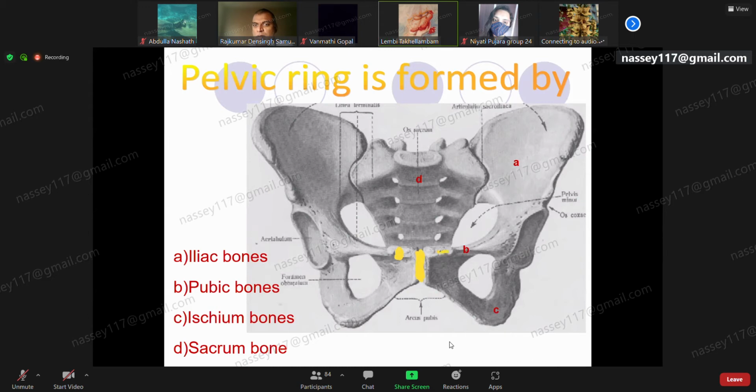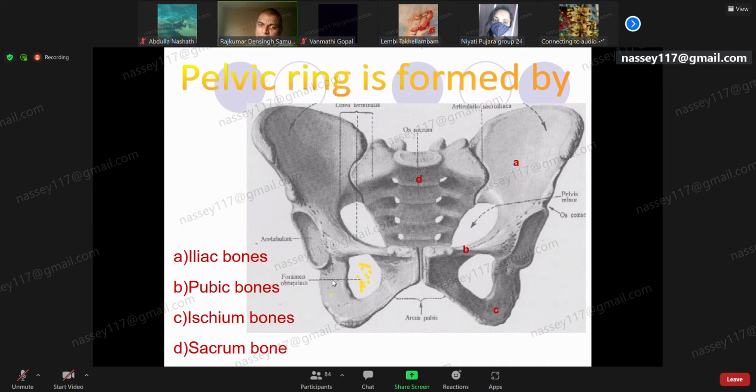Pubic tubercle. Very good. This is called pubic tubercle. So next comes this opening. How do you call this opening? It's the obturator foramen, already written there. So foramen obturatum, the obturator foramen.